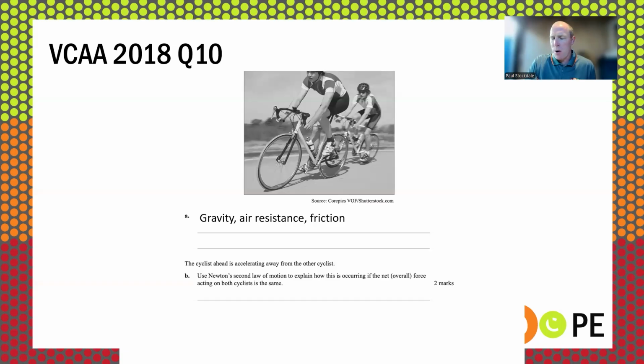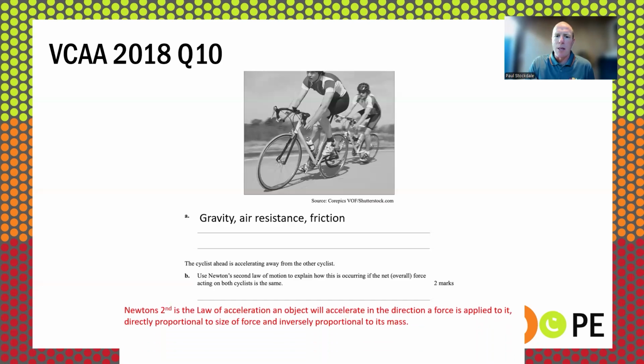All right, so again, we would go deep on all these questions. So start with your definition. An object will accelerate in the direction of the force applied, directly proportional to the force. Force goes up, acceleration goes up, and it's inversely proportional to the mass. Please always use the definition as your starting point. As your second point, please use the equation.